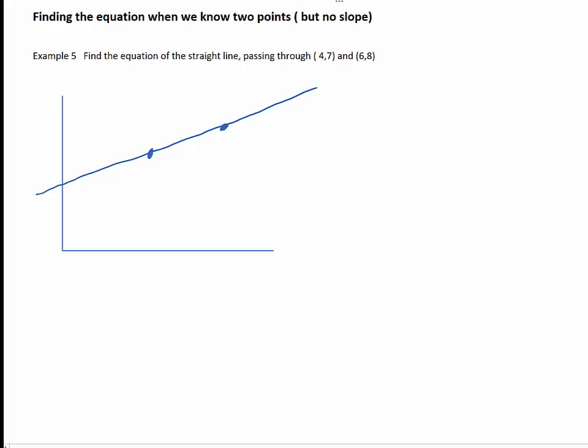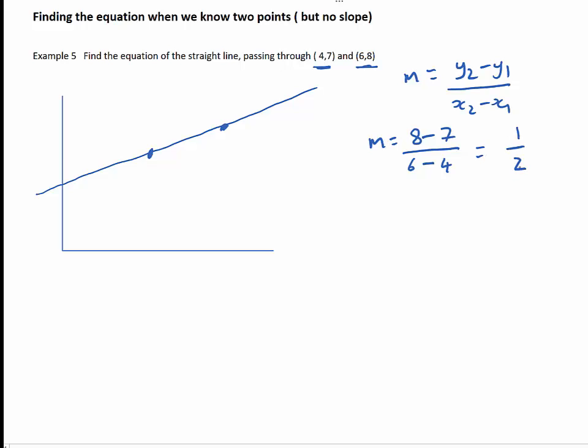In order to calculate the slope, the best formula is the difference in the y coordinates divided by the difference in the x coordinates. If we take 6, 8 as x2, y2 and 4, 7 as x1, y1, the slope is going to be 8 minus 7 divided by 6 minus 4, which is a half, and that looks correct from my rough sketch.